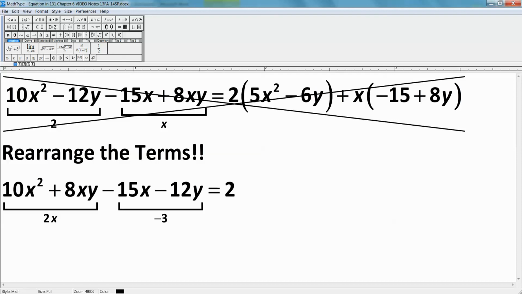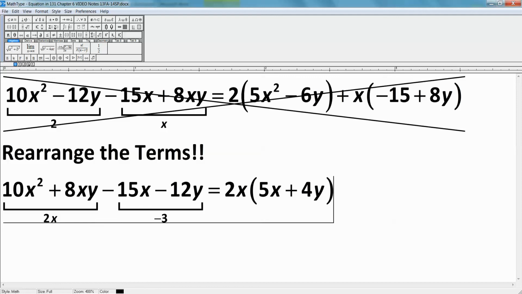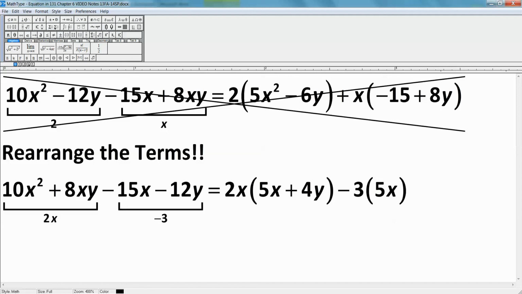So if I take 2x out of the first one, that leaves me 5x plus 4y. Cool. Now the back ones I'm taking minus 3 out, and that leaves me 5x plus 4y. All right, we did it. Okay. So this worked out perfectly.